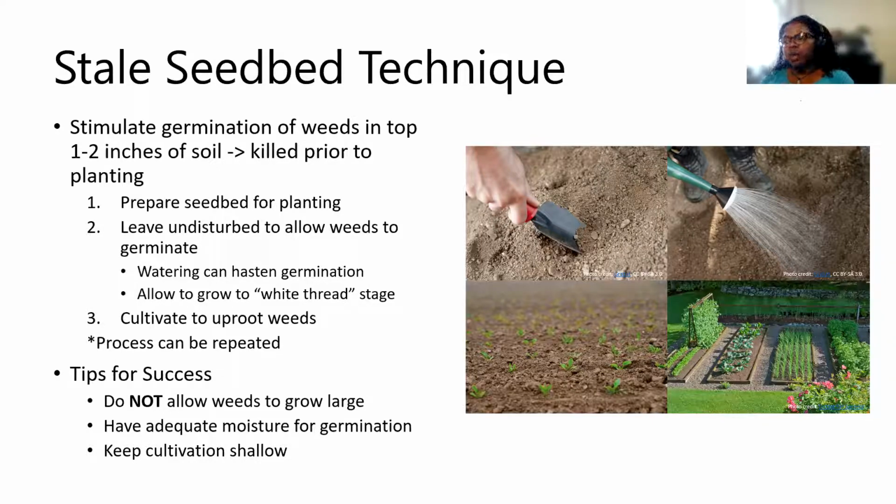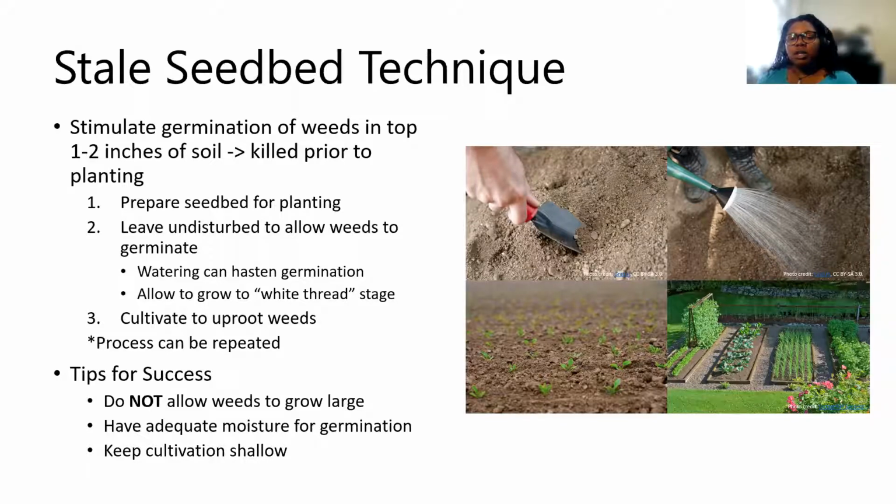The way that you would do this is you would prepare your seed beds for planting as normal. So you would cultivate the soil, and you could firm it down, pack it down, or step on it a bit to help pack it down, and water it, which can help. And you will leave it undisturbed for a couple of weeks and allow weeds to germinate and come up. Like I said, you can water to hasten germination, and you want to allow these weeds to grow to about the white thread stage. That means when you pull it out, the root looks like a little white thread.